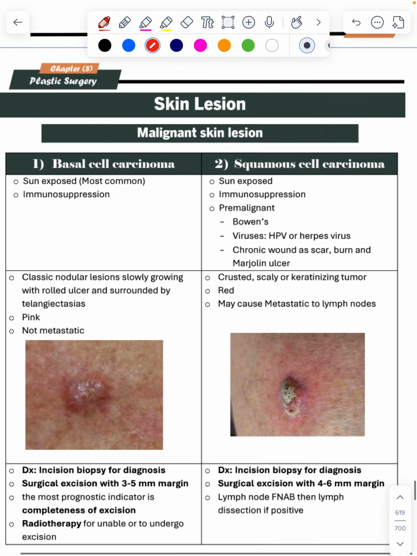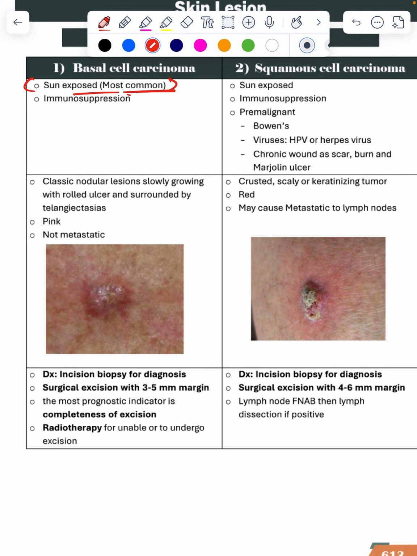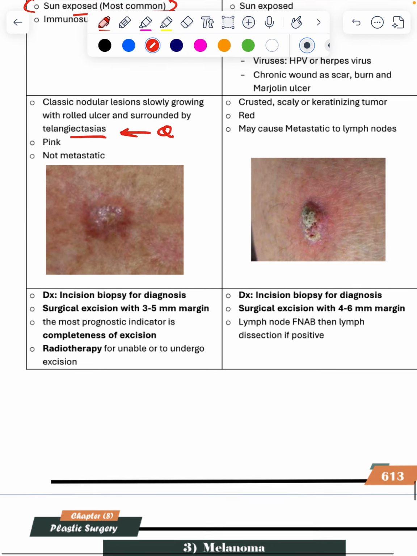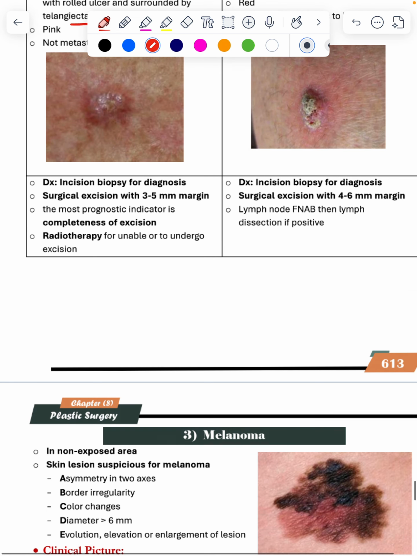So what about the skin lesions? Basal cell carcinoma, sun exposure, this is the most common, 90% of the patients, because of immunosuppression. Classical nodular lesion showing telangiectasia. This is mentioned in the question. Not metastatic. Incisional biopsy for diagnosis. Surgical excision with 3 to 4 mm margin is enough. Completeness of the excision, this is again a question. Radiotherapy is for those unable to undergo excision.